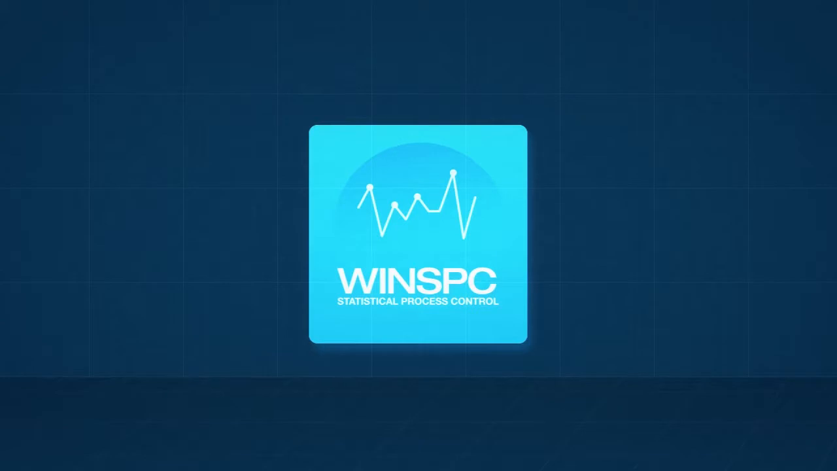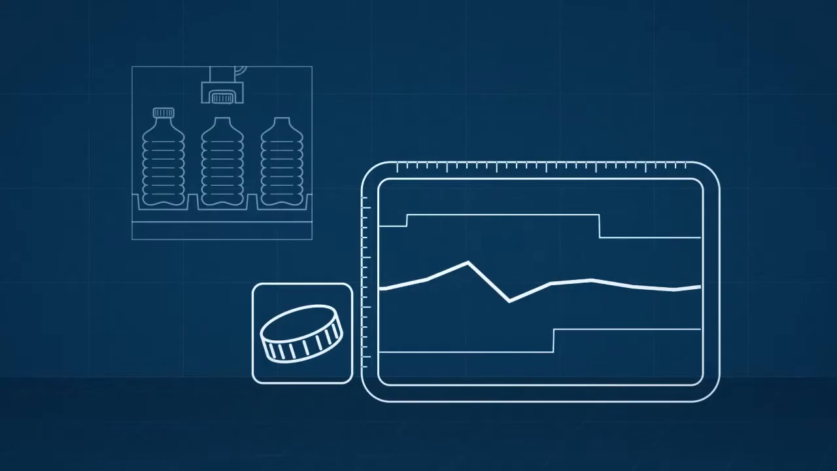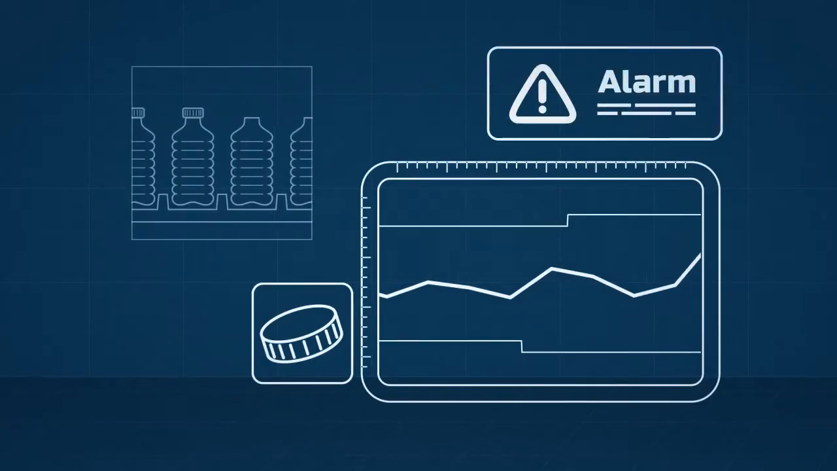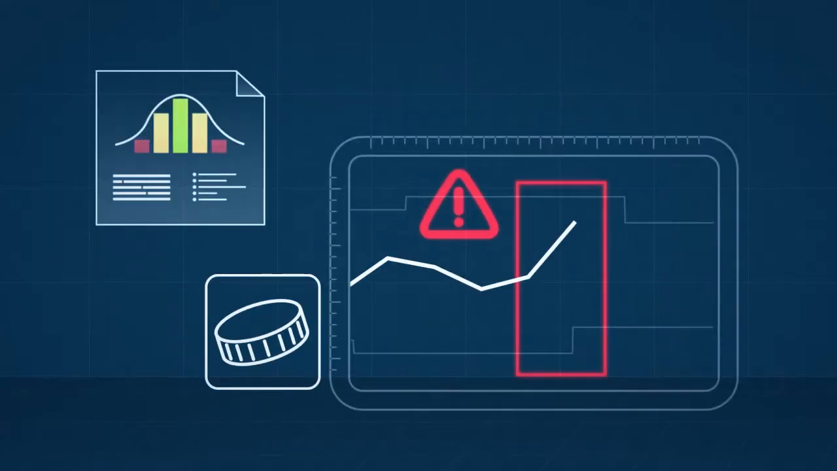WinSPC is statistical process control software that helps manufacturers collect quality and production data from the shop floor, generate real-time charts and alarms, and drive continuous improvement through tools for analysis, summary reporting, and dashboard-style displays.